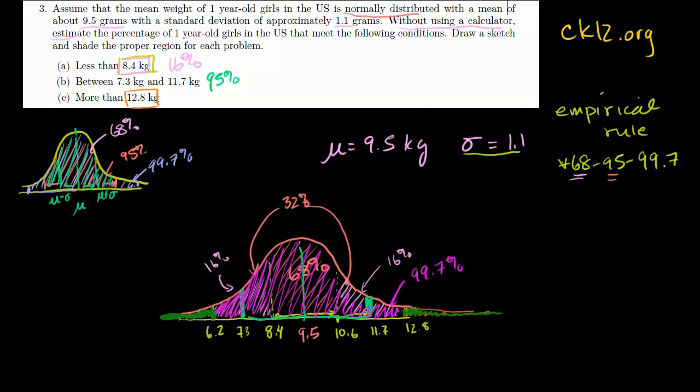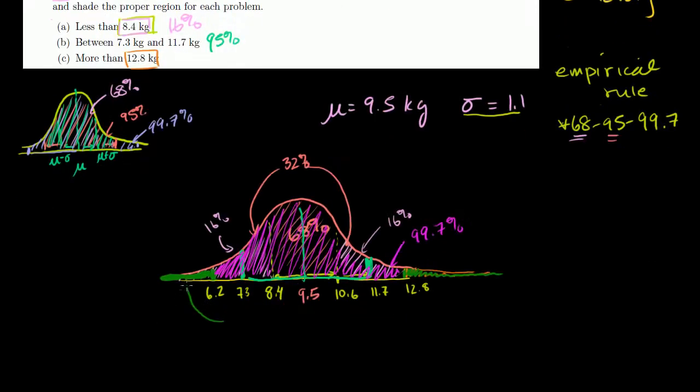So that tells us that less than 3 standard deviations below the mean and more than 3 standard deviations above the mean combined have to be the rest. Well, the rest is only 0.3%. And these 2 things are symmetrical. They're going to be equal. So this right here has to be half of this, or 0.15%. And this right here is going to be 0.15%.